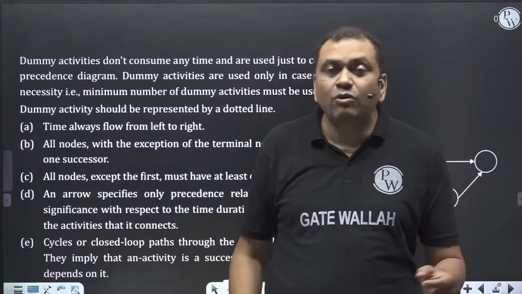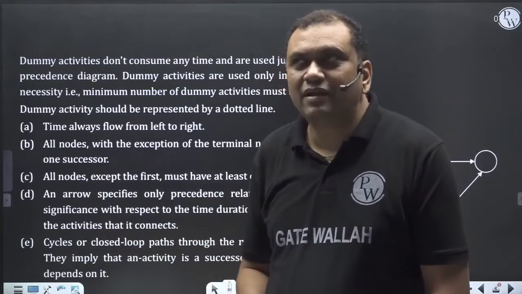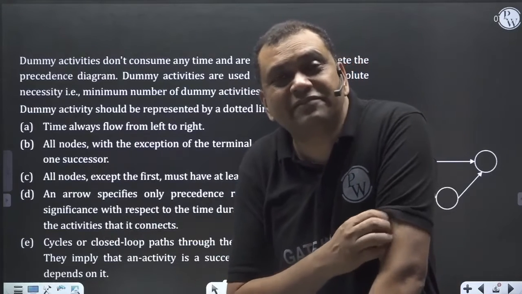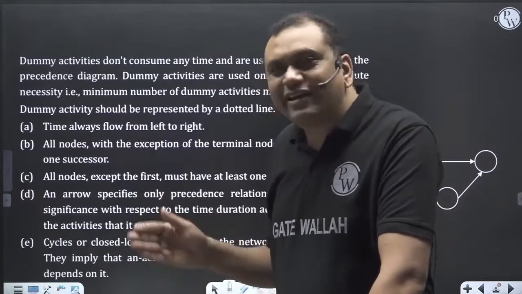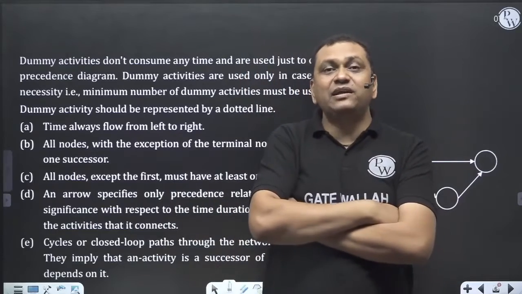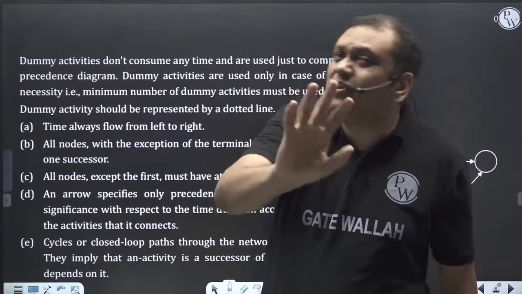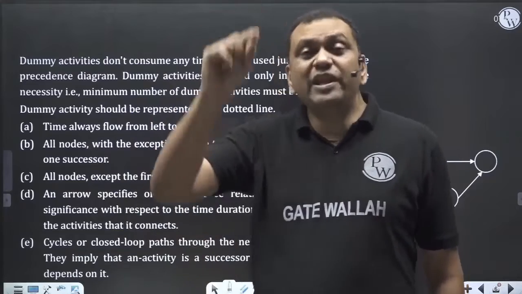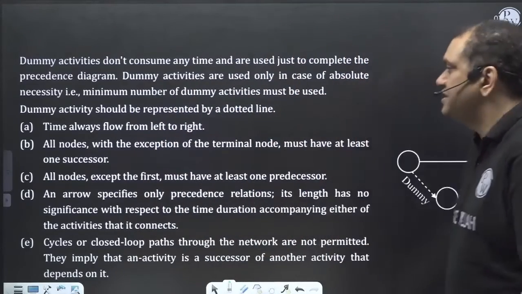Now, while constructing the precedence diagram, let us say only one dummy activity is sufficient, but you have used two. So while refining the precedence diagram, you delete one. So the minimum number of dummy activities should be used to construct any precedence diagram.